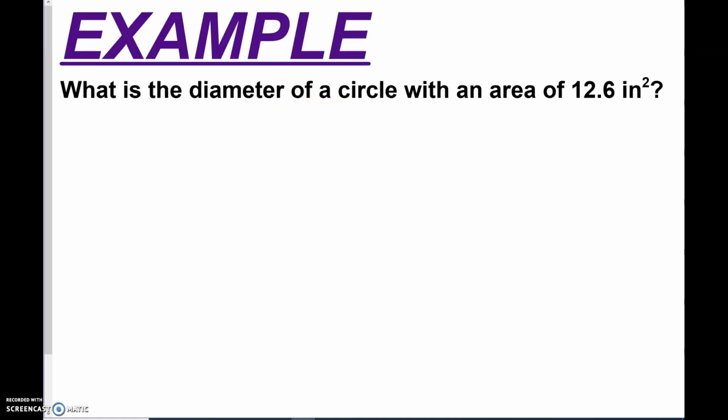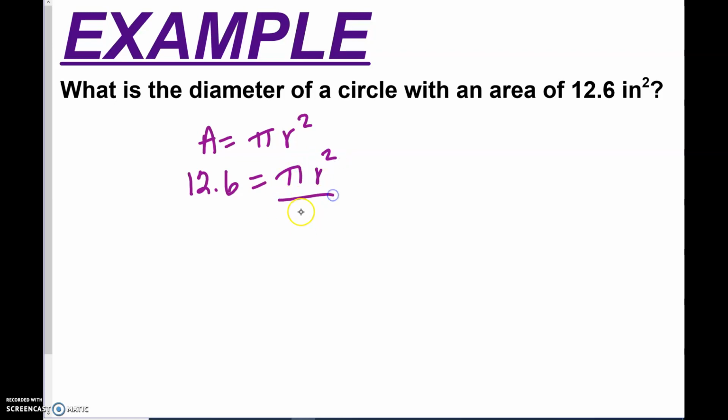What is the diameter of a circle with an area of 12.6 inches squared? So we have area equals pi r squared, and this time they want us to go backwards and we need to find out what the radius is. So we're going to plug in 12.6 in place of the area, and we've got pi r squared.